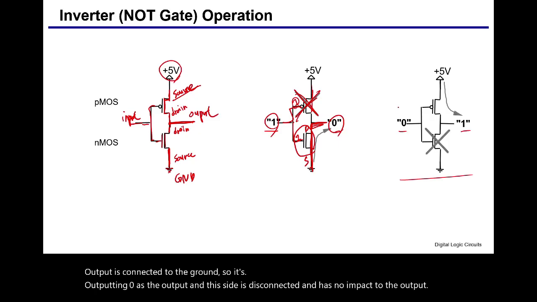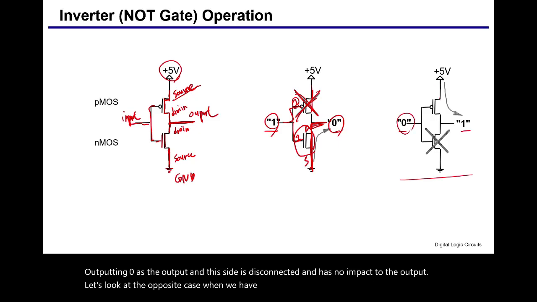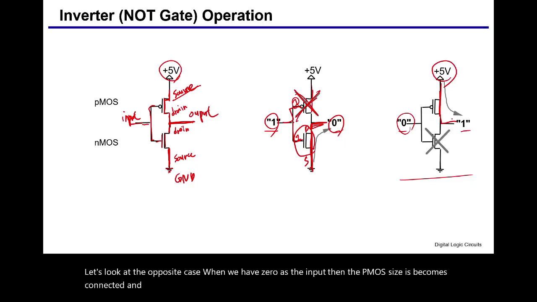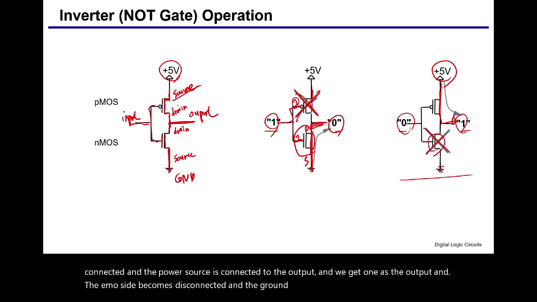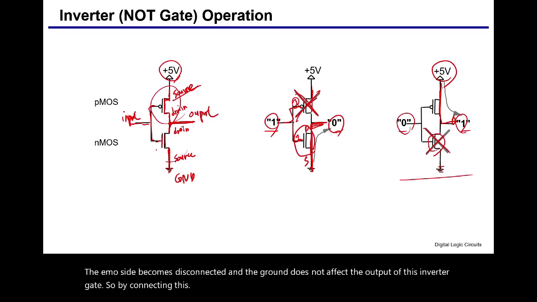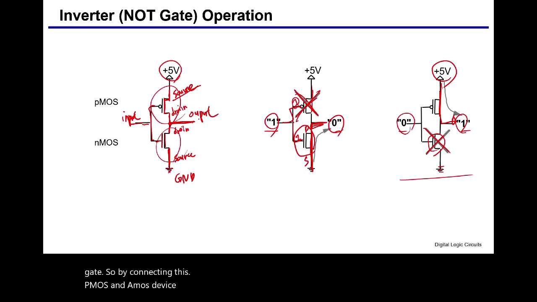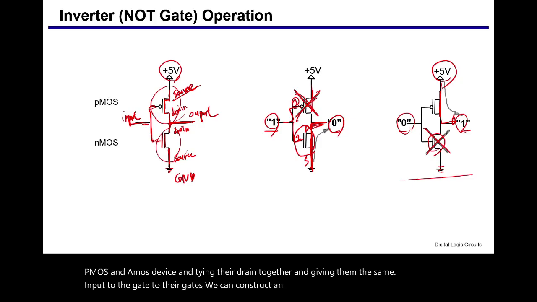Let's look at the opposite case. When we have 0 as the input, then the PMOS side becomes connected and the power source is connected to the output, and we get 1 as the output. And the NMOS side becomes disconnected and the ground does not affect the output of this inverter gate. So by connecting these PMOS and NMOS devices and tying their drains together and giving them the same input to their gates, we can construct an inverter gate that negates the input as the output.